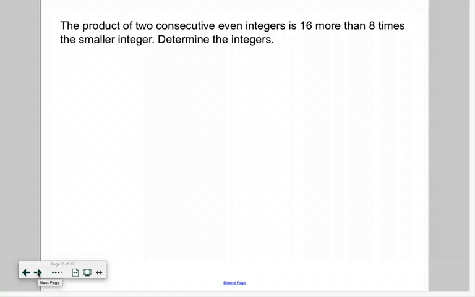So here we have the product of two consecutive even integers is 16 more than 8 times the smaller integer. Determine the integers. Okay, so again, we just kind of have to go through this piece by piece and understand what everything's meaning, right? So remember that product means the answer through multiplication. Consecutive means one right after the other. And we remember that a definition that we have for even is 2 times a value, right? So if something's divisible by 2, then it's even.